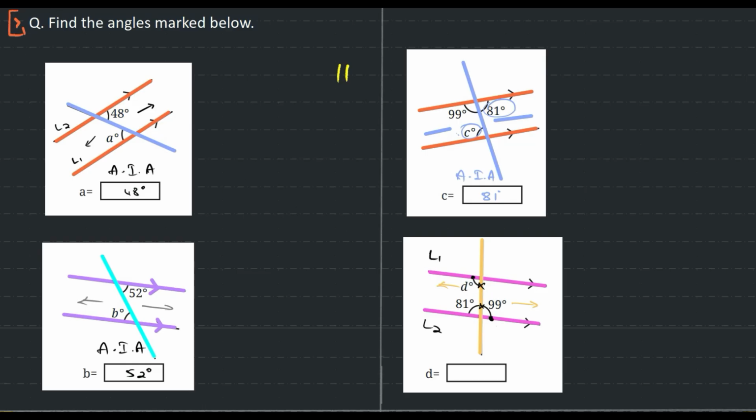So if we ignore this, okay. So 99 is related to which line? Second line. And D is related to which line? The first line. So just look for the parallel lines which it is related to. So D is related to this parallel line. And we have 99 related to the second parallel line. So D will be equal to what? Yes, it is equal to 99 degrees. Reason being they are alternate interior angles. Okay, yes.